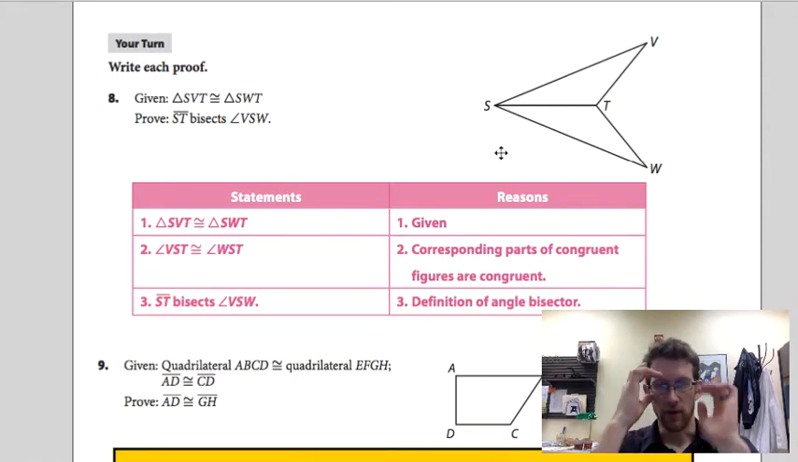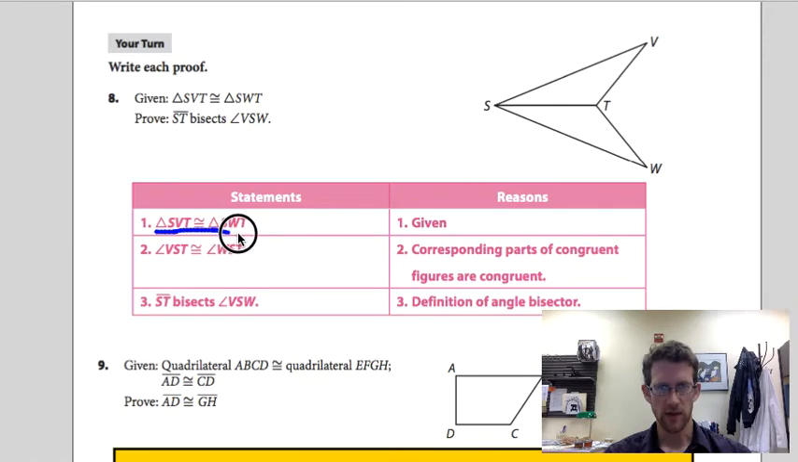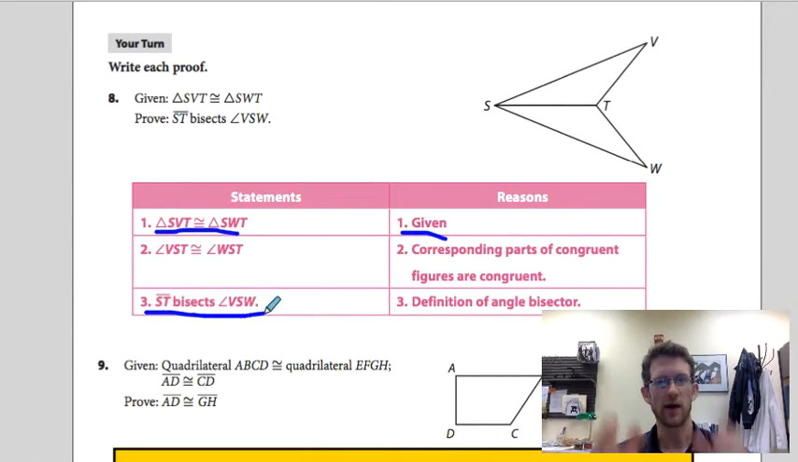Okay, let's talk about number 8 real quick. So number 8, it's given that we have these 2 triangles that are congruent. It wants us to prove that ST bisects angle VSW. So again, you should be able to make a little table here. This one here, and this one here, and this one here should just be auto includes. You just plug in this. Over here you put given.